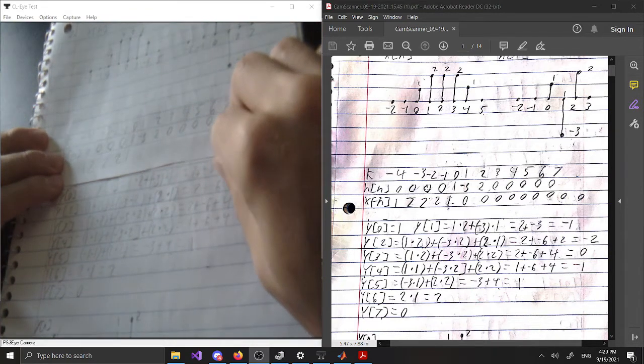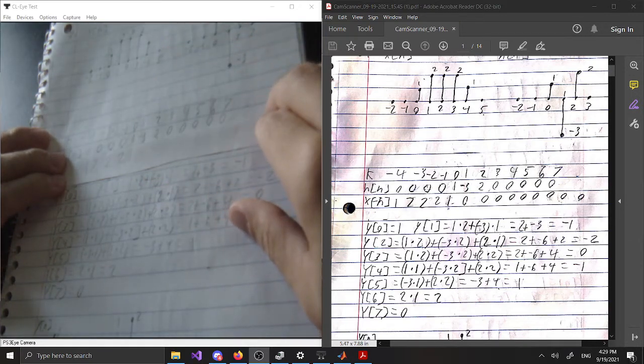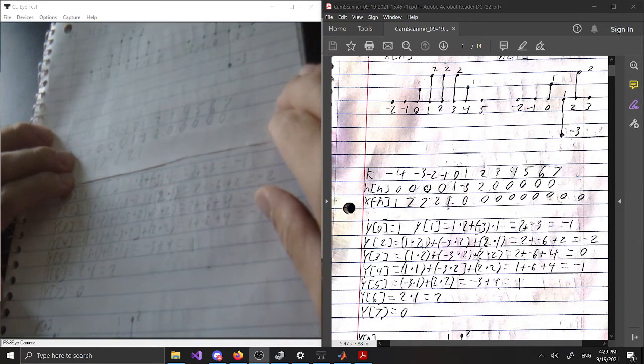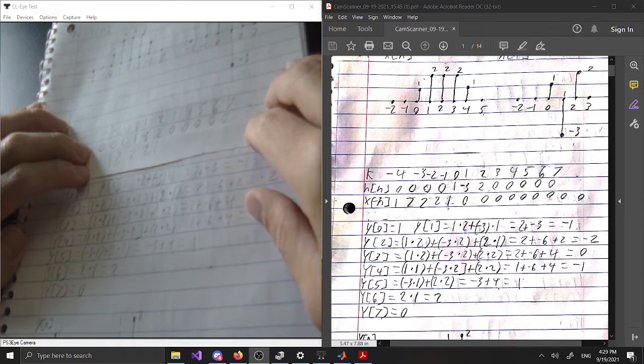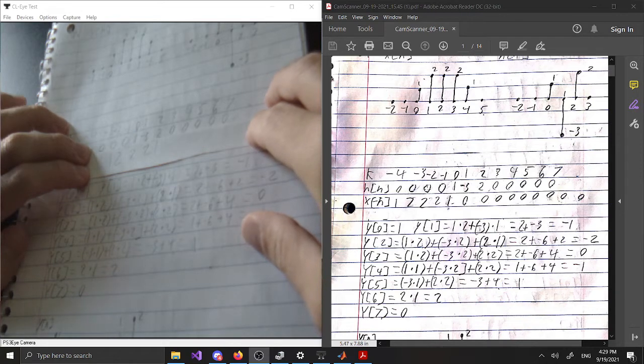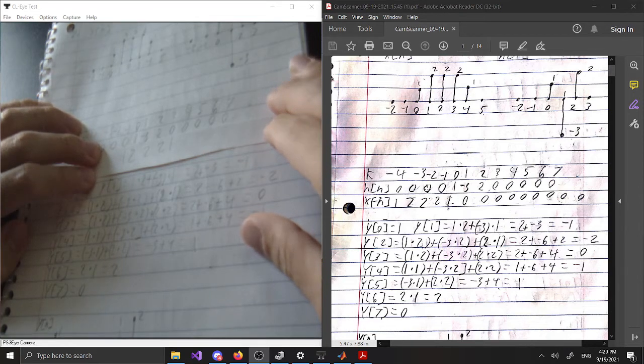So for y of 0, it's going to be 1 times 1, it gives you 1. And for y of 1, it's going to be 1 times 2 plus negative 3 times 1, that gives you negative 1. And for y of 2, it's going to be 1 times 2 plus negative 3 times 2 plus 2 times 1. It's going to give you negative 2. For y of 3, it's going to give you 1 times 2 plus negative 3 times 2 plus 2 times 2. That gives you 0.